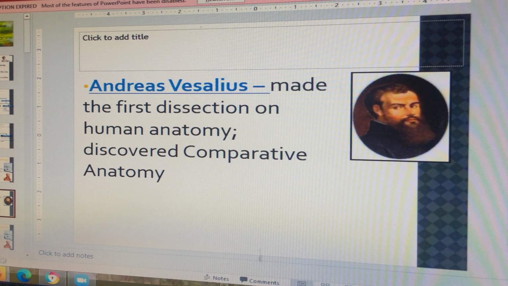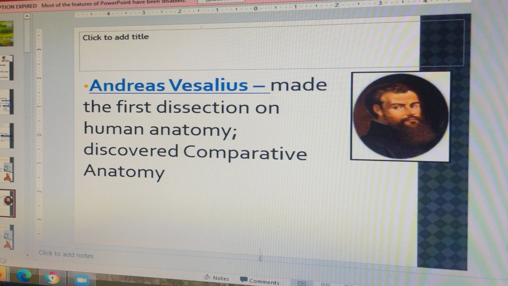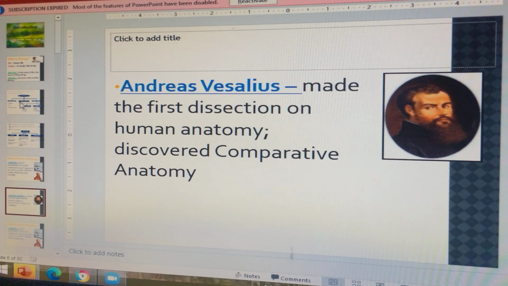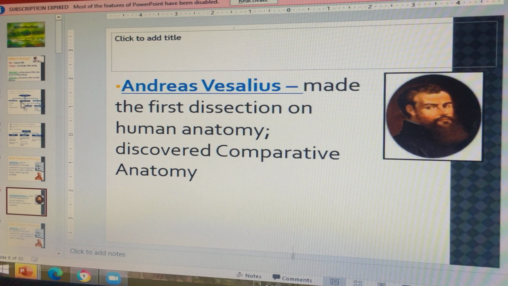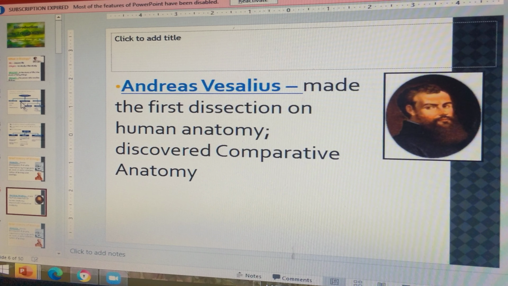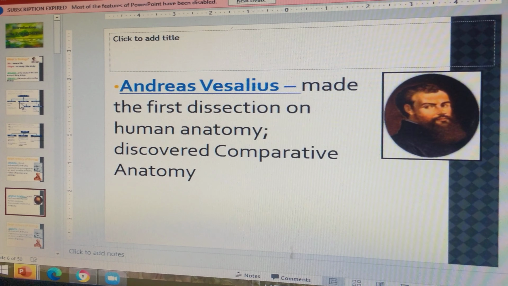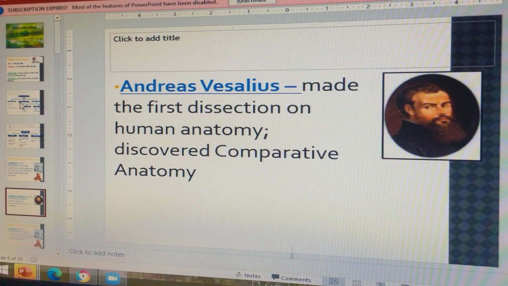Now we have Andreas Vesalius. Okay, he's the first one to make dissection on human anatomy and discovered the comparative anatomy. Actually, in zoology subject, we will be dealing sana with a lot of dissection. Pero siguro what we can do is just show you videos of the actual dissection of the organism. Pero kung kaya natin, for example, dissect yung mga small animals, we will do so.